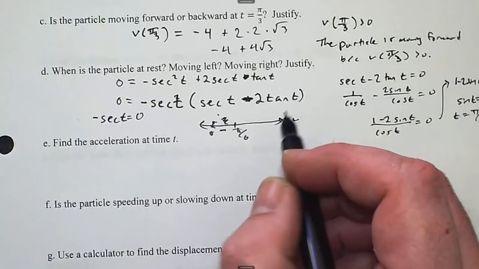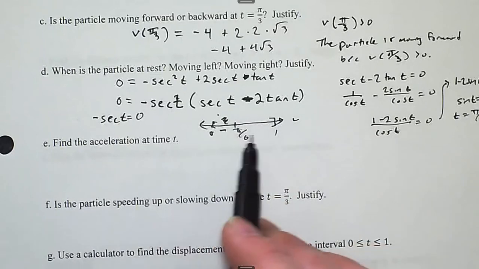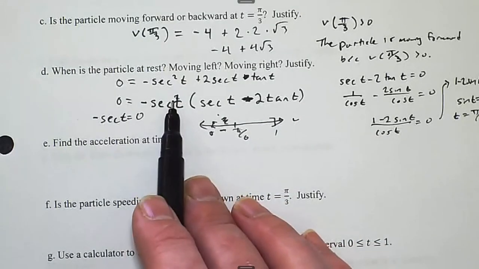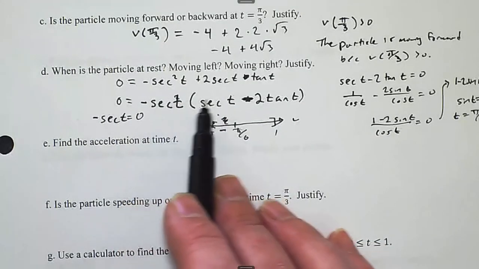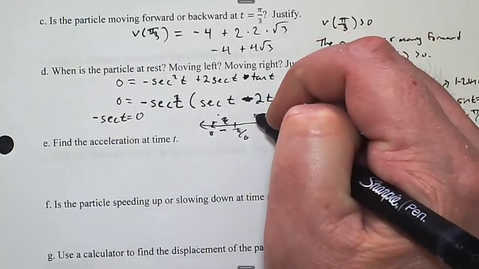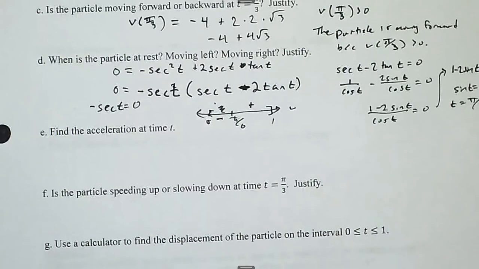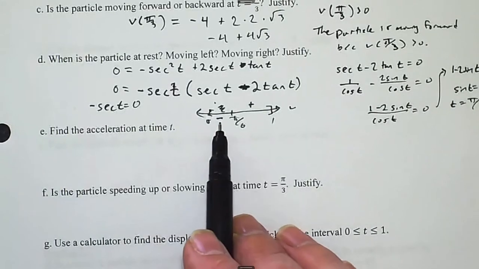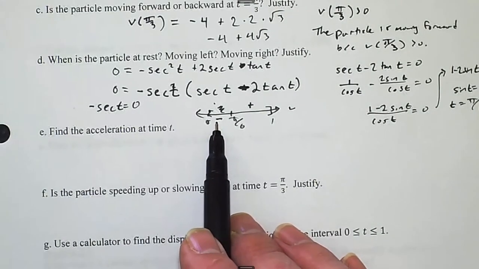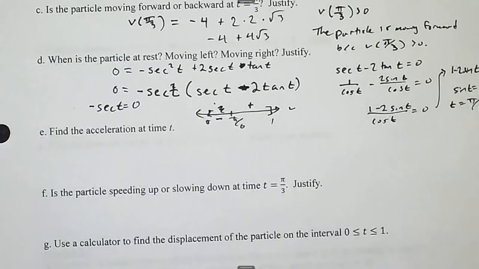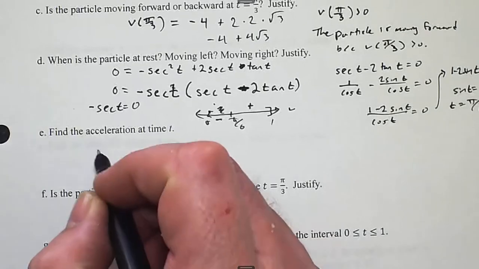So after pi over 6, but less than 1, secant is still positive, so it's still a negative number, but it's going to be a negative times a negative, which is a positive. So I'm not going to write it down, but you can see that the particle must be moving left from 0 to pi over 6 and right from pi over 6 to 1, and it was at rest at pi over 6, because the velocity's direction tells us that. Let's find acceleration.